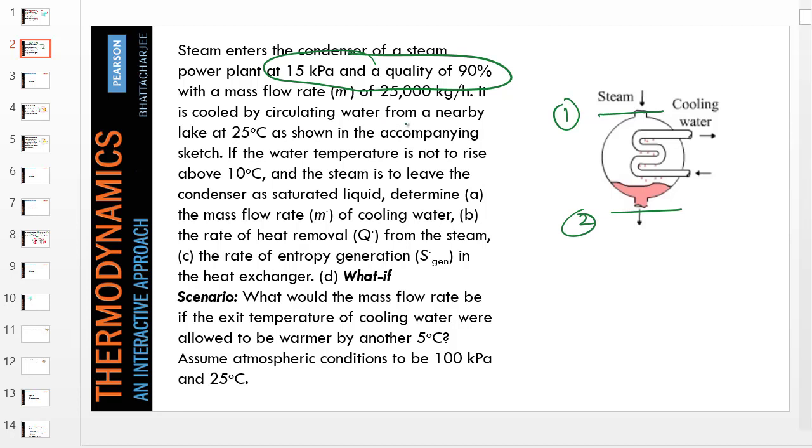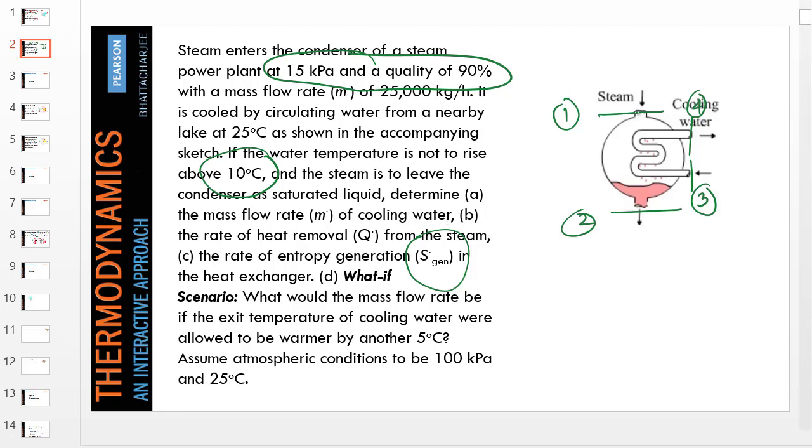It is cooled by circulating water at 25 degrees Celsius. Let's say it's coming from an open lake, so pressure can be assumed to be atmospheric. If the water temperature is not to rise above 10 degrees Celsius, the condition given is that at state 4, temperature cannot exceed 10 degrees above the inlet temperature. Given that condition, determine the mass flow rate of the cooling water, the rate of heat transfer from the steam to the water, and the rate of entropy generation, the friction caused by heat transfer inside this system.